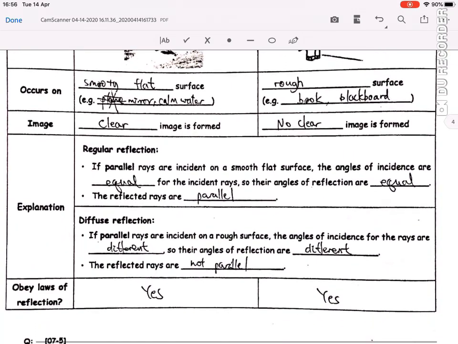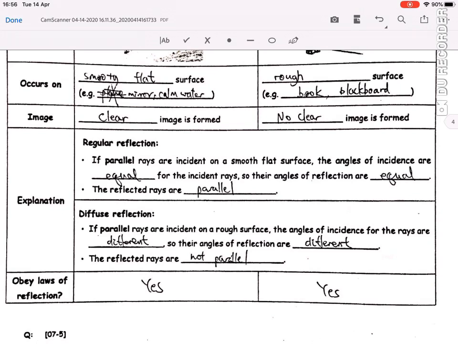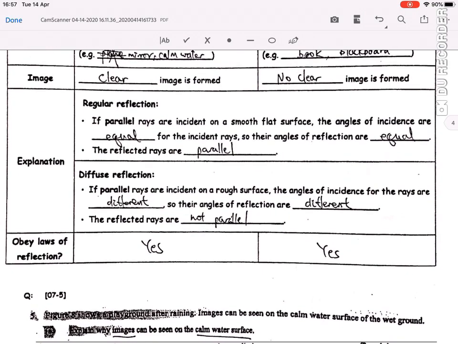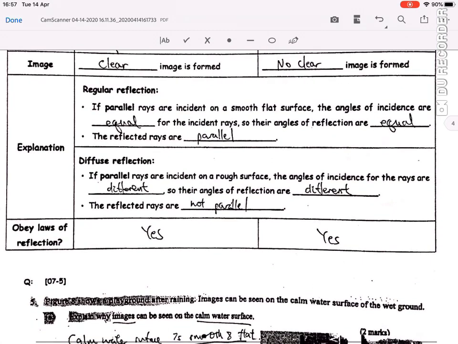Now, let's take a look at the next part. Regular reflection occurs on a smooth flat surface. There's no rough surface as we have seen on the top there, which diffuses the light at different angles. A mirror or calm water would give you that nice and smooth flat surface. And anything else, the board, chalkboard, you name it, would have a rough surface. So in here, we compare the image. The image in the regular reflection is nice and clear, but the other one is not clear at all. No clear image can be found.